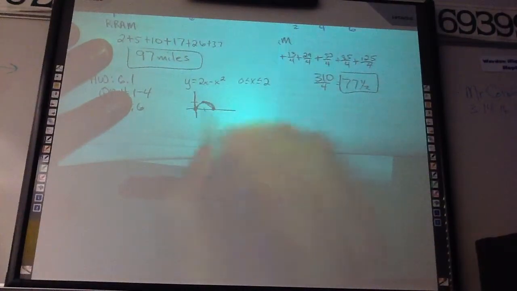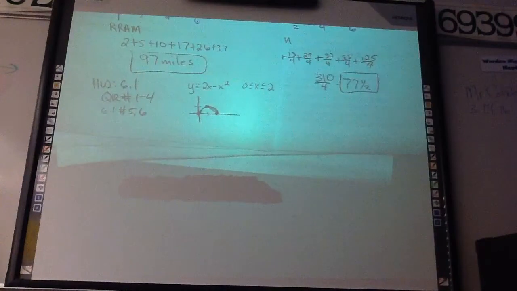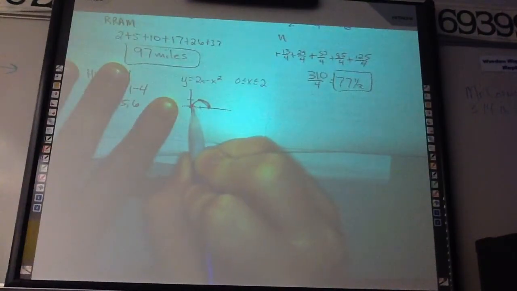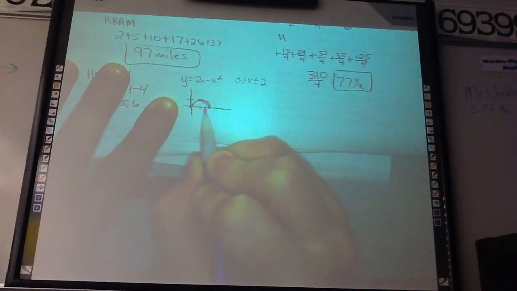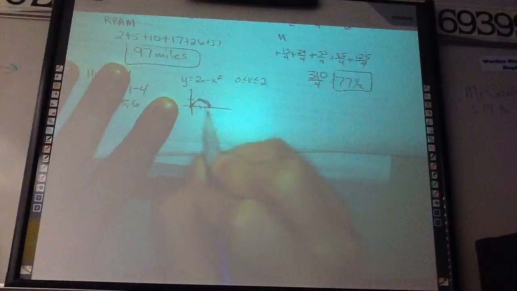So then when you draw in all your rectangles, you might think, well, there's only 2 rectangles. Well, no, because part B says partition 0 to 2 into 4 subintervals. You know what that would mean? So you're going to have 4 rectangles. You're going to have from 0 to half, half to one, and then from one to one and a half to two.